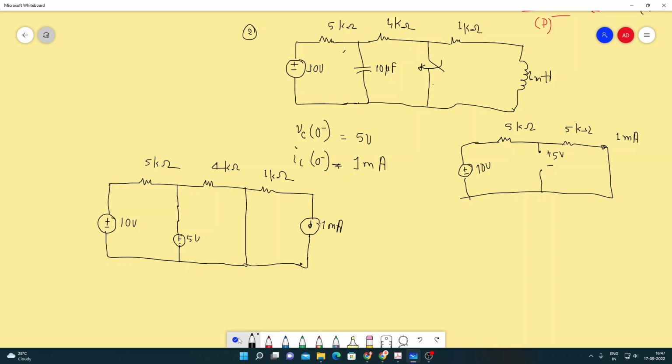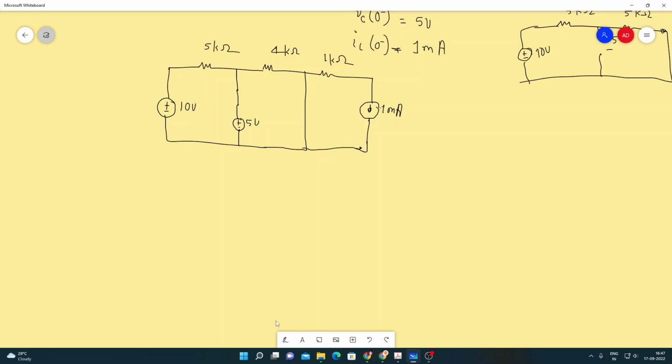Now we need to find out this current. This current is what we are interested in, I1 at t equals 0 plus. So this current I1 at t equals 0 plus is nothing but we need to do the KVL in this loop.